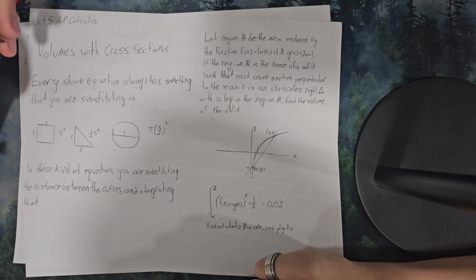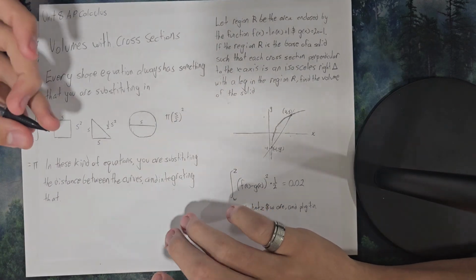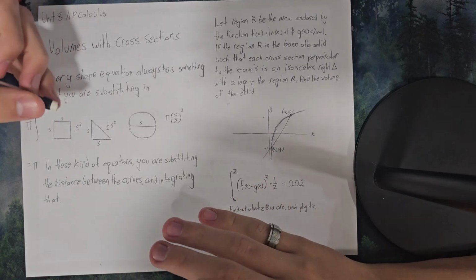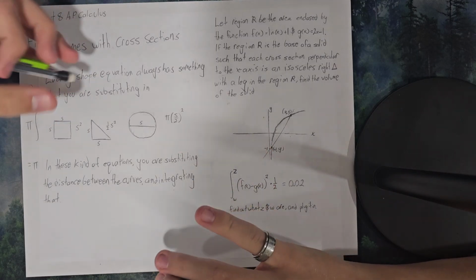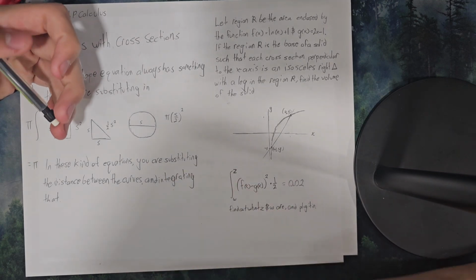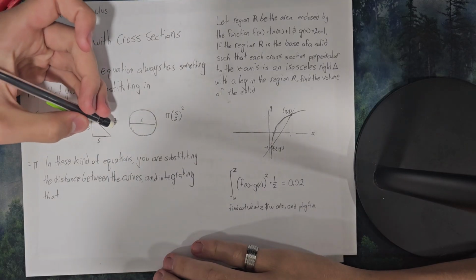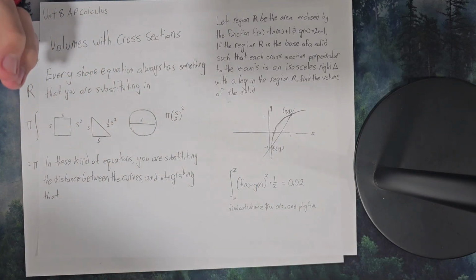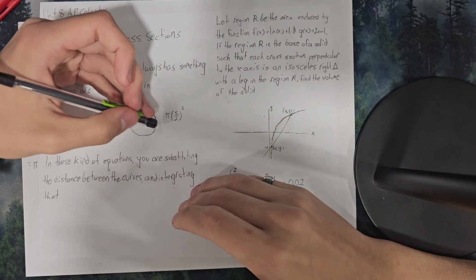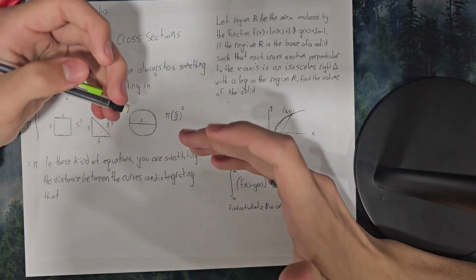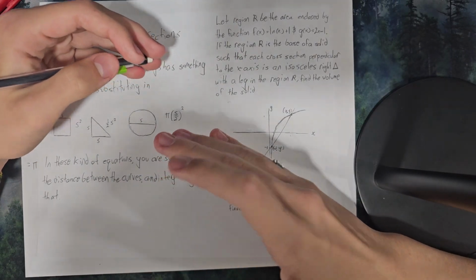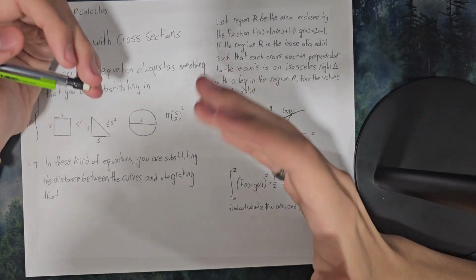Every shape equation always has something that you are substituting in, right? A square: side times another side is equal to side squared. Or a triangle, like an isosceles triangle, is side times another side divided by 2, because it's base times height over 2. So it would have 1/2 side squared. Or let's say we're looking for the area of a circle. It is side squared, because the side is my diameter, side divided by 2, squared, and then I'm multiplying by pi, right? Because the circle equation is pi r squared.